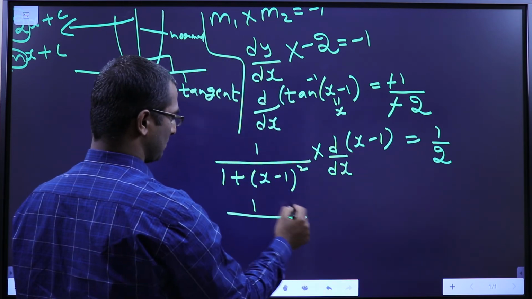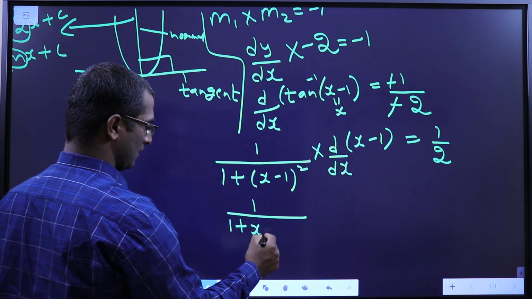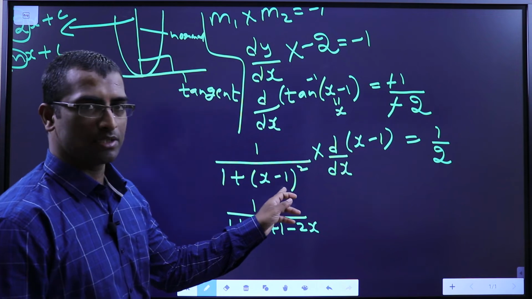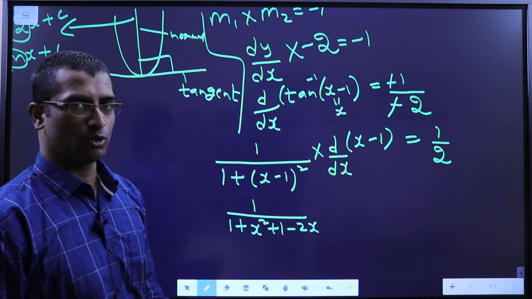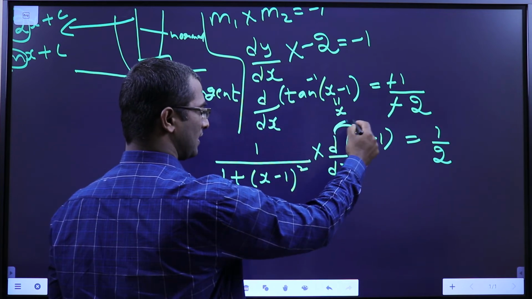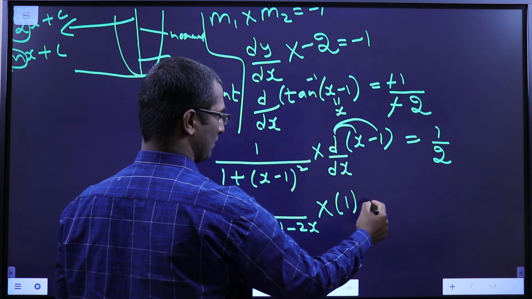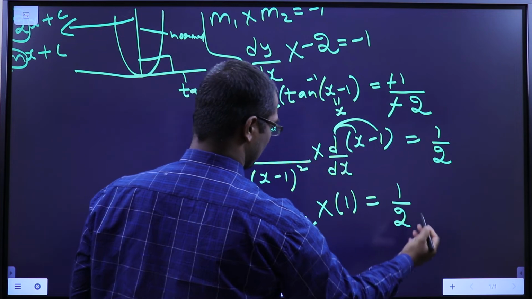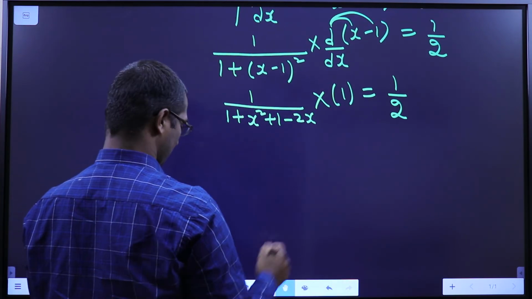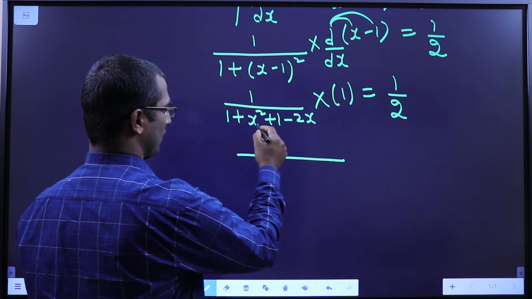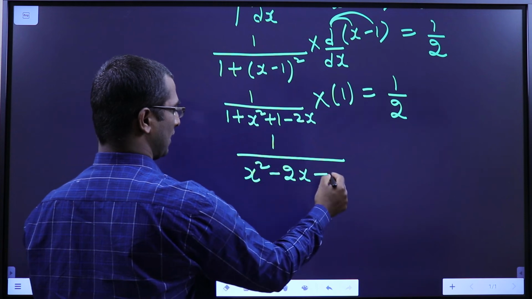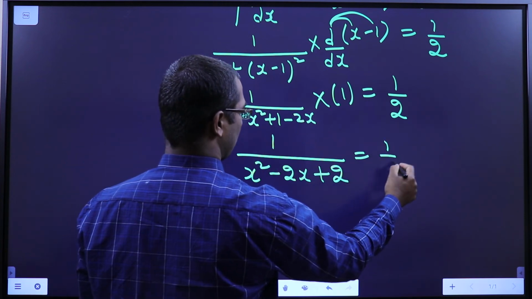Now, let us expand it: x square plus 1 minus 2x. You need to go with a minus b whole square, a square plus b square minus 2ab. Differentiating x, I get 1, differentiating 1, I get 0, so that is 1, equal to 1 by 2. Now, x square as it is, minus 2x, and 1 plus 1 I get 2, equal to 1 by 2.